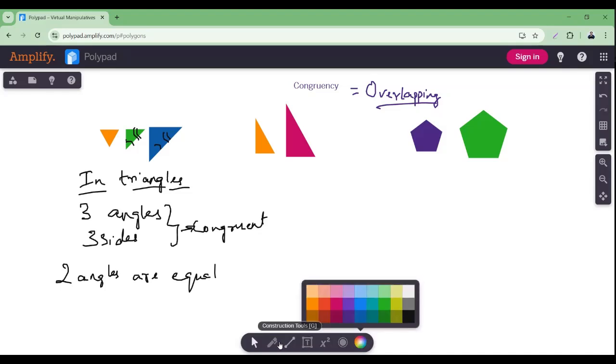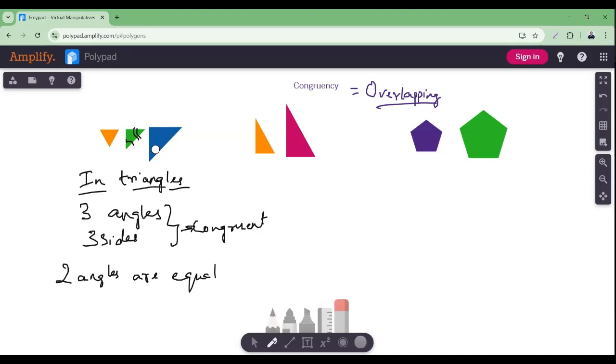1 second. This angle is equal to this angle. That's not a change, right? This angle is equal to this angle, but the problem is they're not congruent now. So though the two angles are the same, the third angle will be the same, fine. But then they're not congruent. So what other mandatory thing needs to be equal?